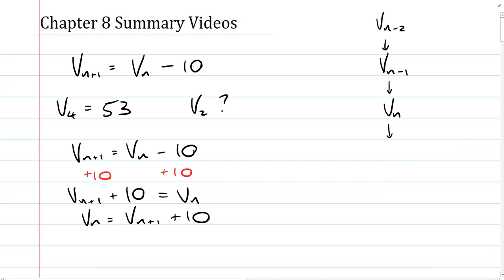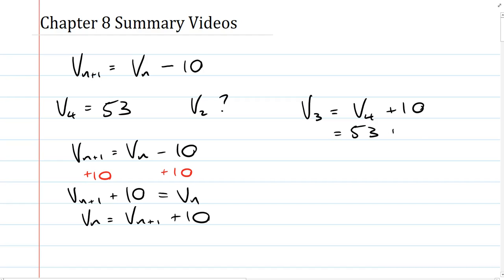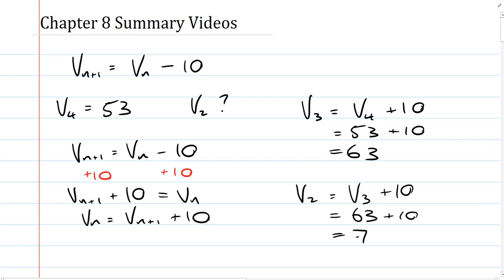And this will actually help us to go backwards. Let's have a look at how that's going to work. We've got V4, and we want to go backwards to V2, so V3 is equal to V4 plus 10. 53 plus 10 is 63. And I go back another step. V2 is equal to V3 plus 10, which is equal to 63 plus 10, which is equal to 73.